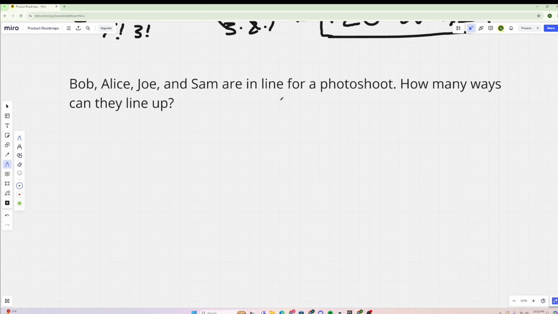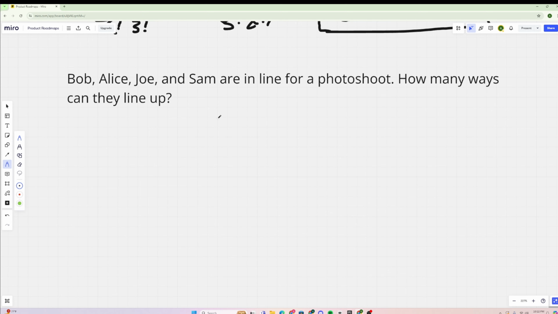Bob, Alice, Joe, and Sam are in line for a photo shoot. How many ways can they line up? Okay, so Bob, Alice, Joe, and Sam are in a photo shoot. All right, this is the first thing we want to think about. Does the order matter? Well, let's draw it out.